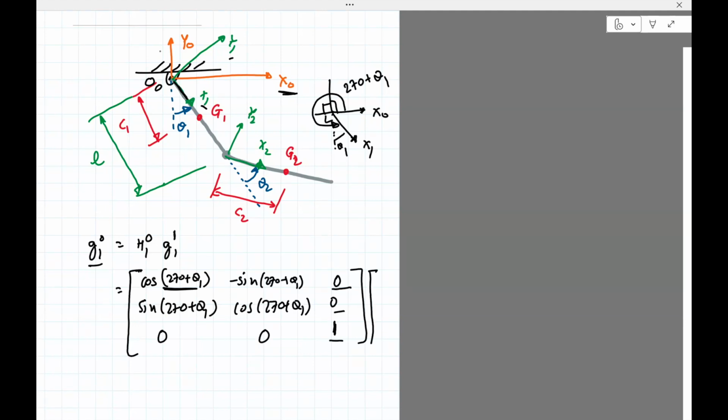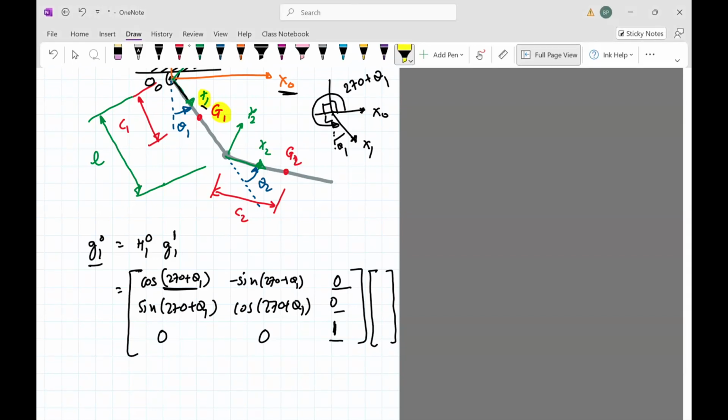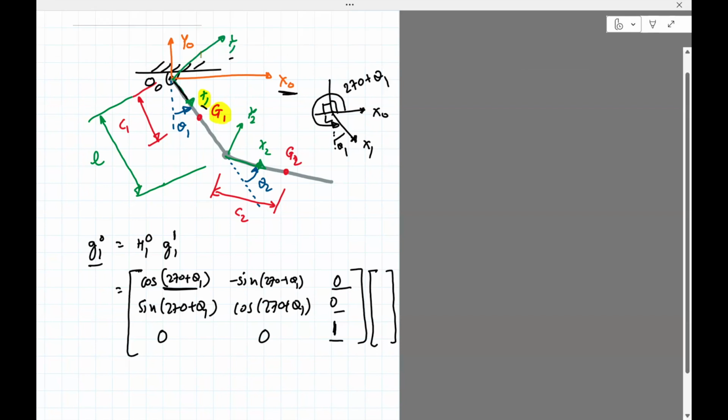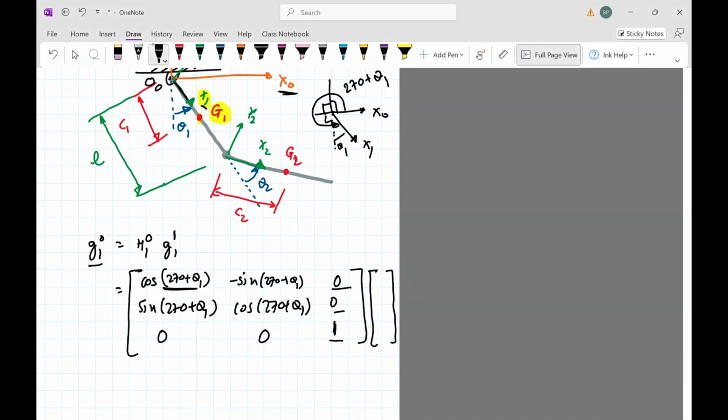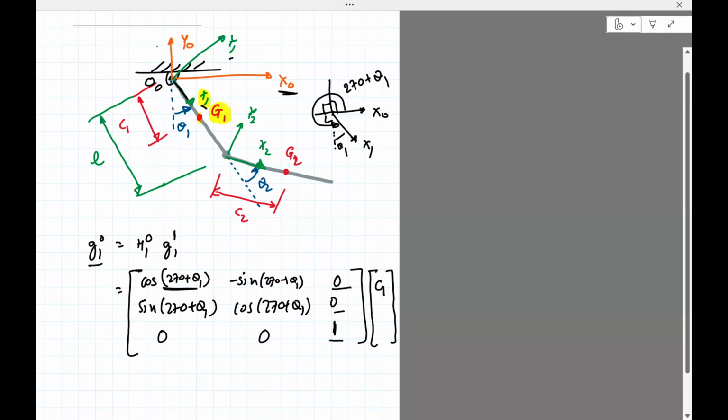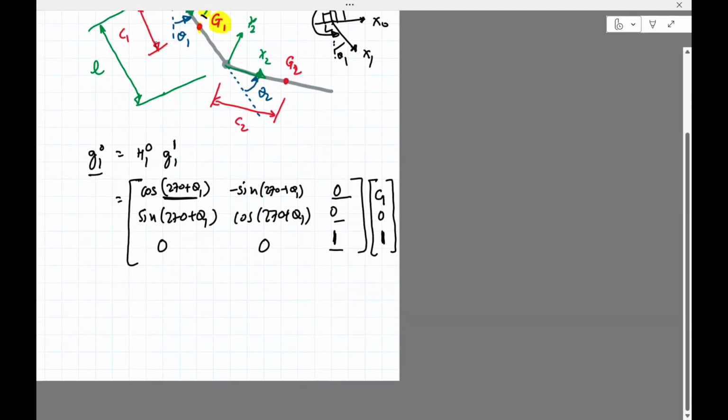Next, I want to compute what is the position of G1 in frame 1. So this is this point in frame 1. This is frame 1. So you can see that G1, this point, is along the x1 axis. So its coordinate is going to have only an x coordinate. So it will be C1 for the x, which is along x1, 0 for the y1 because it's not along the y1 axis, and then this 1 is just a placeholder.